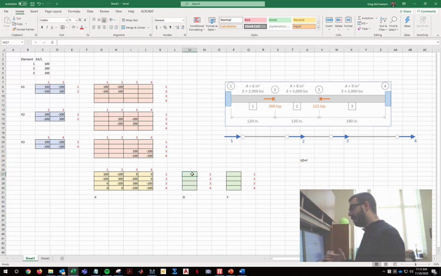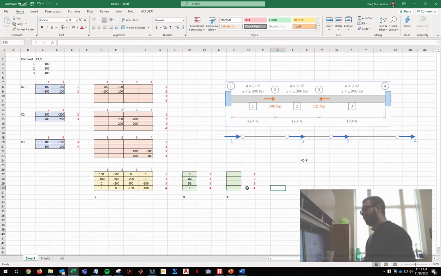For the displacements, what do we know? We know that the displacement on joint 1 and the displacement on joint 4 are 0 because those degrees of freedom are fixed. And displacement 2 and displacement 3, we don't know those, so we've got to call those just unknowns. Maybe I'll just center those up so it's a little easier to see. Maybe I'll center these up as well.